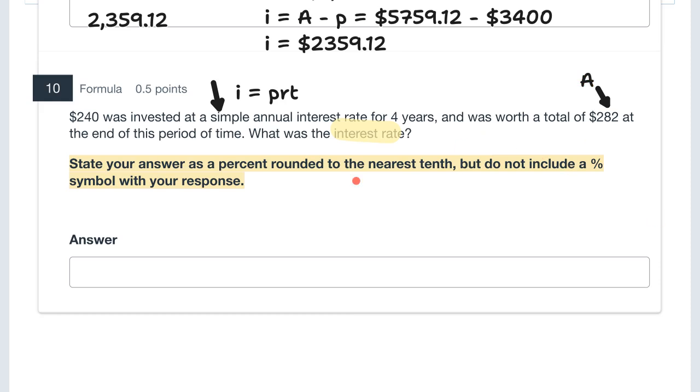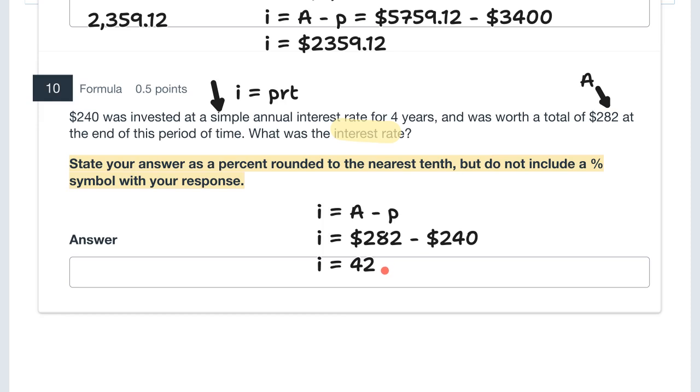That means the interest is the future value minus the original principal. In this case, the I is the future value of 282 minus the original amount of 240. So that means the amount of interest I is $42. If we invest $240 and we get 282 back, that means 42 of it was interest.